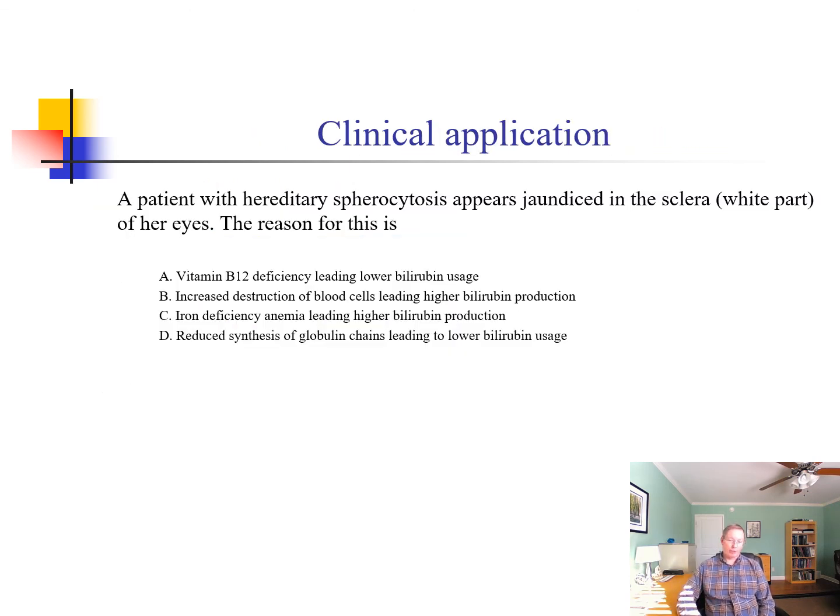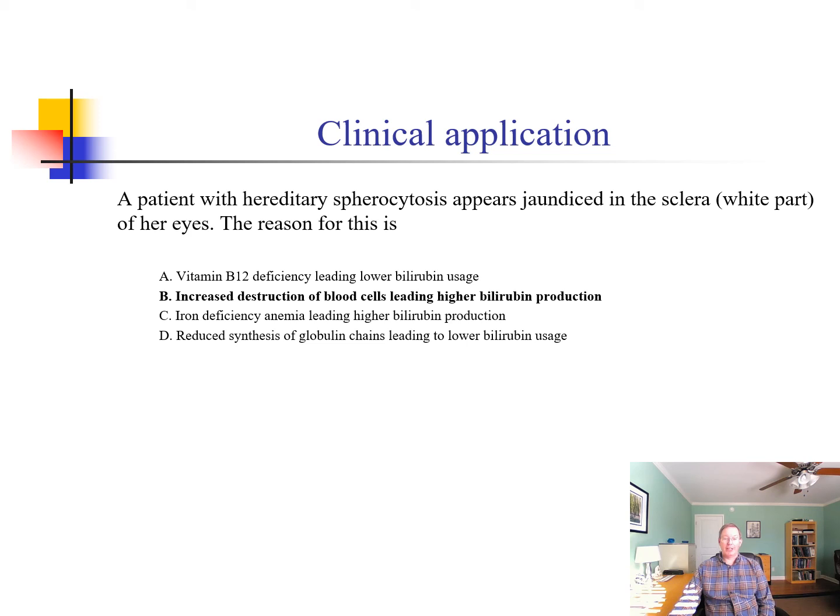All right, let's talk about a question. So suppose a patient has hereditary spherocytosis and the whites of their eyes appear jaundiced or yellow. Why is this? Do they have increased vitamin B12 deficiency, which lowers their bilirubin? Do they destroy the red blood cells, which leads to higher bilirubin? Do they have an iron deficiency, which leads to higher bilirubin production? Or do they synthesize globin at a lower rate, and therefore that lowers their bilirubin usage?